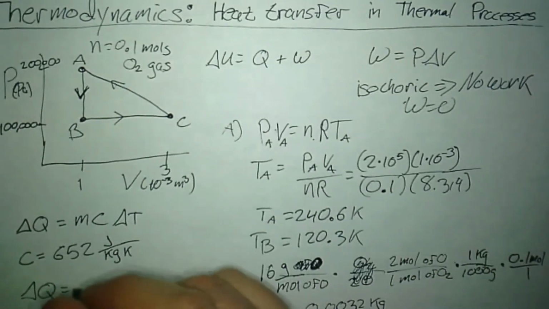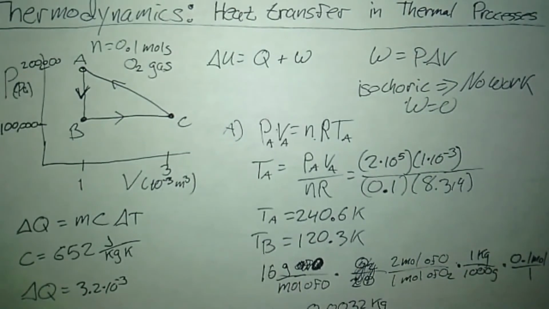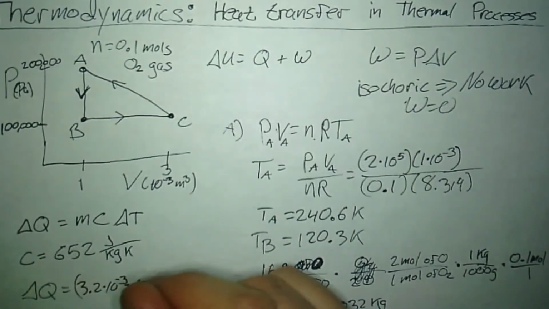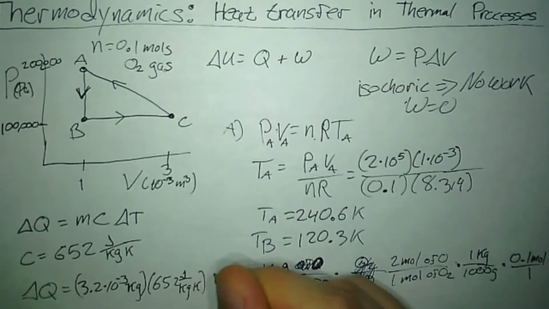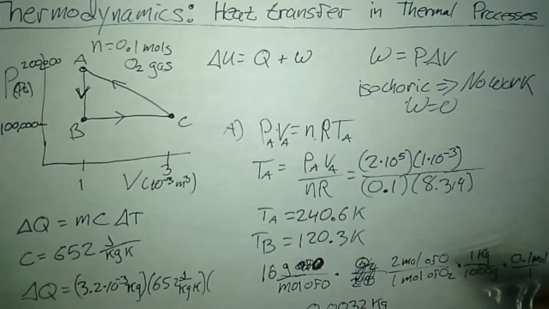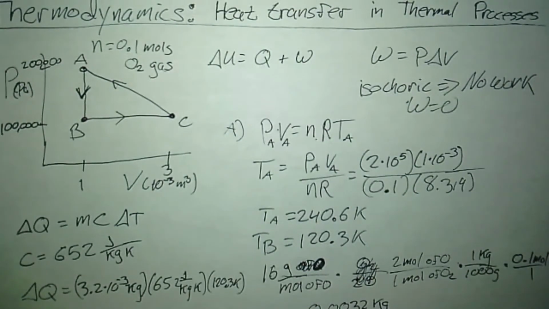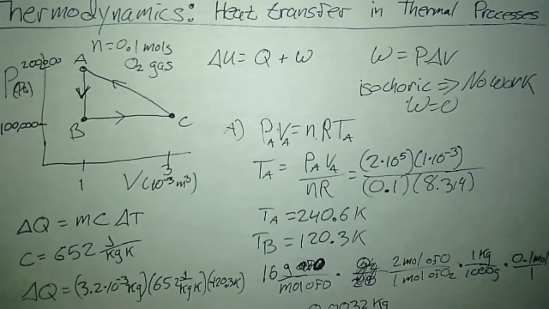So if I take this and put this in here, 3.2 times 10 to the negative third kilograms times 652 joules per kilogram Kelvin times my change in temperature, it's going to be 120.3. That'll get me how much heat I have exchanged. And I should specifically note this is a negative change in temperature here, because I've got colder.